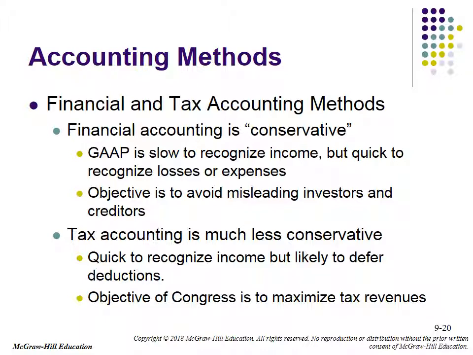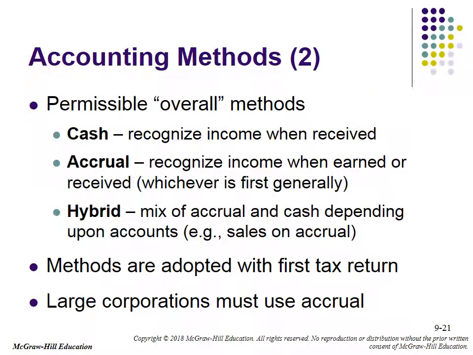Comparing financial and tax accounting. Financial accounting is conservative. That's your intermediate accounting. GAAP is slow to recognize income. Wait till it's earned. But quick to recognize losses or expenses. And the objective of financial accounting is that we don't want to mislead anyone. Tax accounting is much less conservative. We're quick to recognize income, but of course, because they want their taxes, right? But likely to defer deductions, as we saw with prepaid expenses. The objective of Congress is different, as we said, maximize tax revenue. So we've got to keep that in mind.